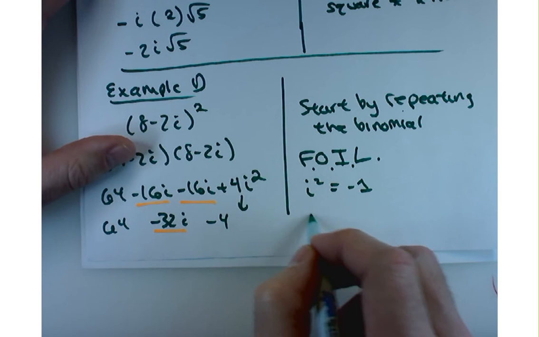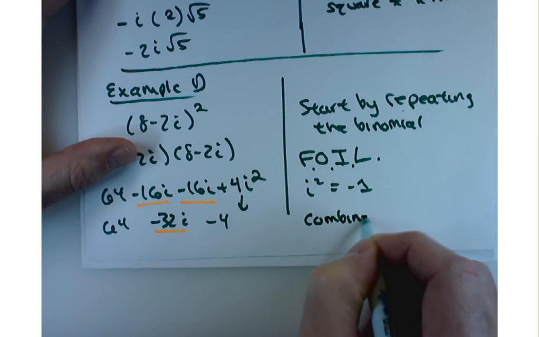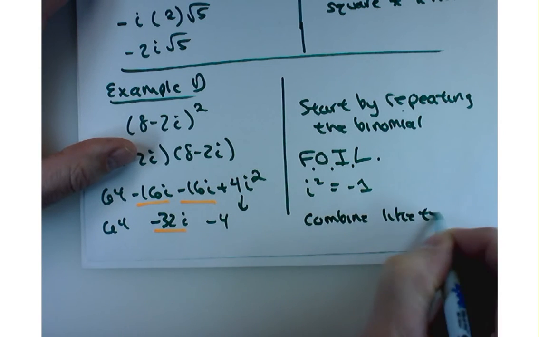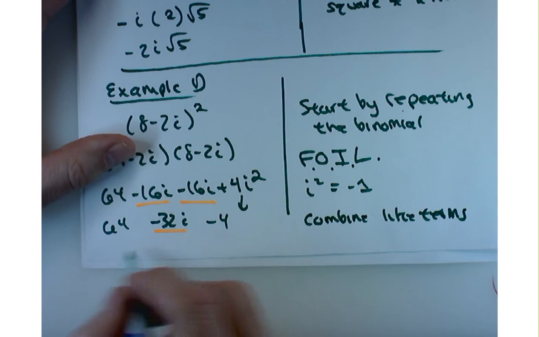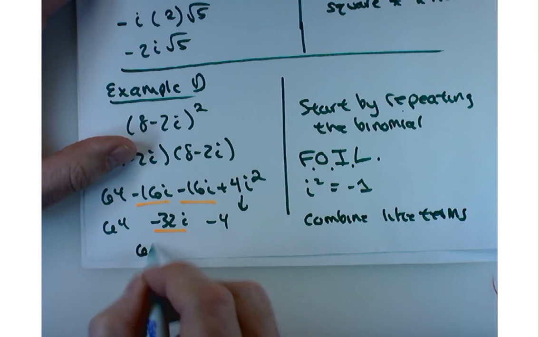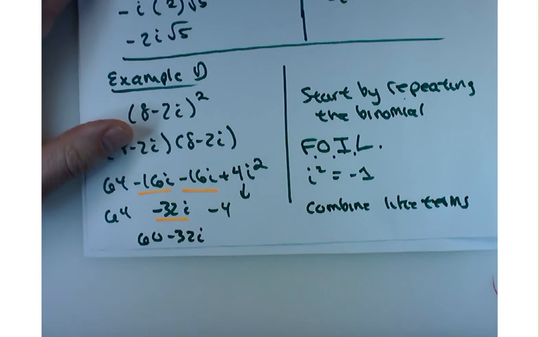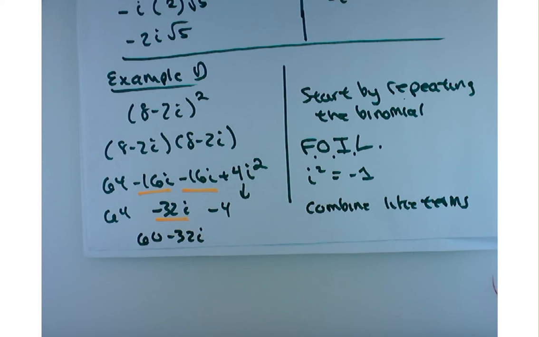And finally, combine like terms. So 64 minus 4 is 60 minus 32i. Beautiful. How's that one looking?